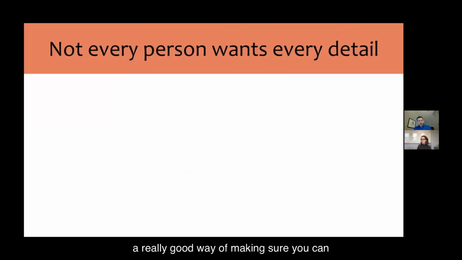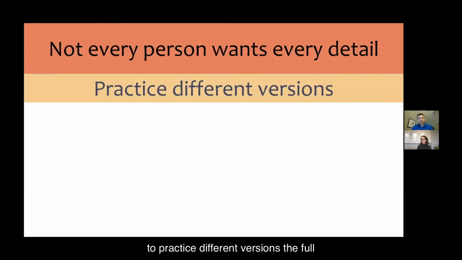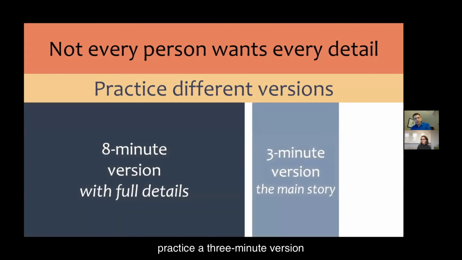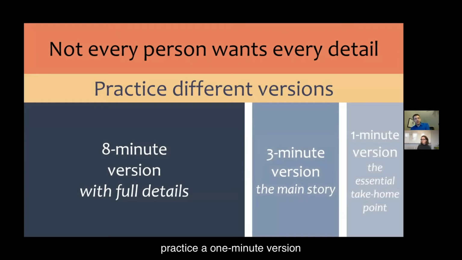A really good way of making sure you can do this is to practice different versions of your poster. So if you remember just one thing about this segment of our seminar today, it's to practice different versions. The full version, let's say 8 minutes of walking through your poster, all the details. Practice a 3-minute version. Practice a 1-minute version.